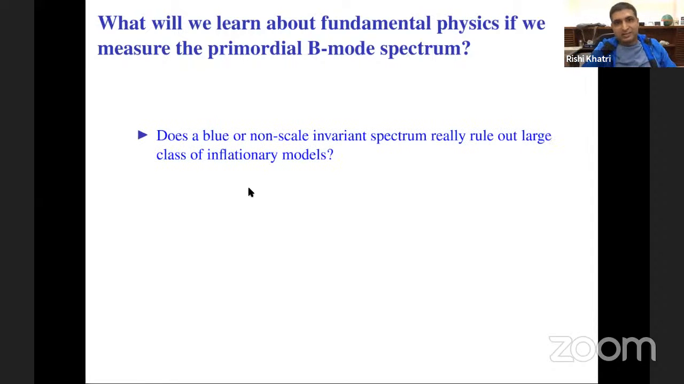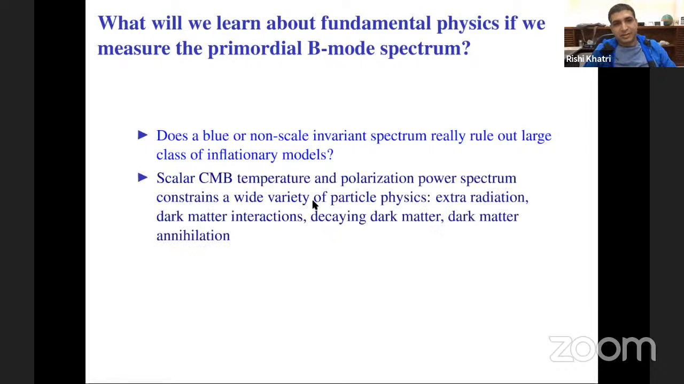So, for example, the question we can ask is, suppose we detect a spectrum and we get a blue spectrum. Does that rule out a large class of inflationary models? Because most inflationary models would predict a scale invariant spectrum. It has to be consistent with the scalar power spectrum that we measure. So for example, from the scalar CMB temperature and polarization power spectrum, we can actually constrain lots of beyond standard model particle physics.